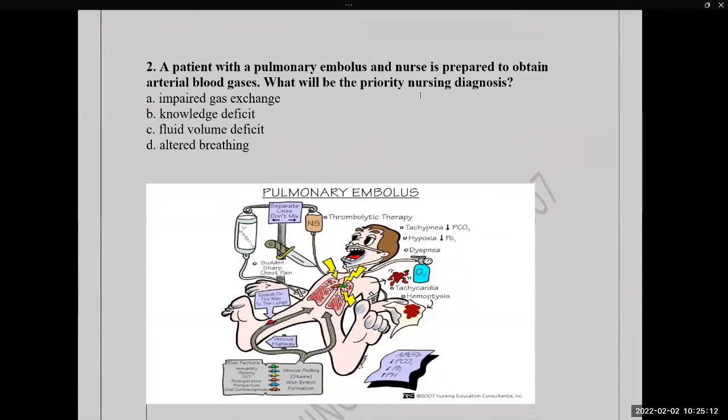A patient with pulmonary embolus and the nurse is preparing to obtain ABG. What will be the priority nursing diagnosis? Impaired gas exchange, knowledge deficit, fluid volume deficit, and altered breathing. Pulmonary embolus.